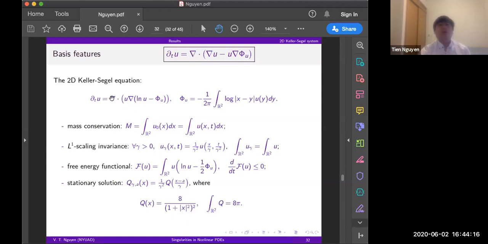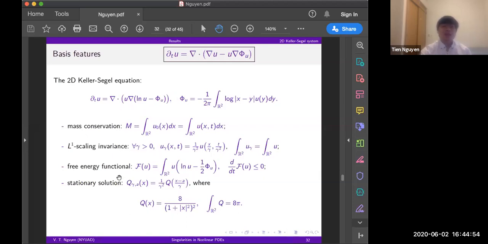From this form, we can see directly that we have mass conservation of the solution. And the equation also has the L1 scaling invariance, which means that under this scaling, the L1 norm is still conserved. And of course, u gamma solves the same equation. And here we have the free energy functional, which of course you can easily obtain by writing the equation using this form.